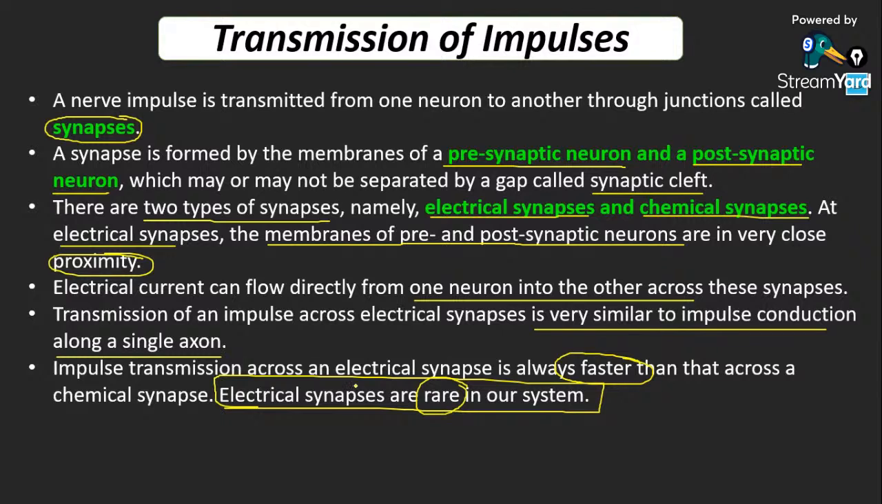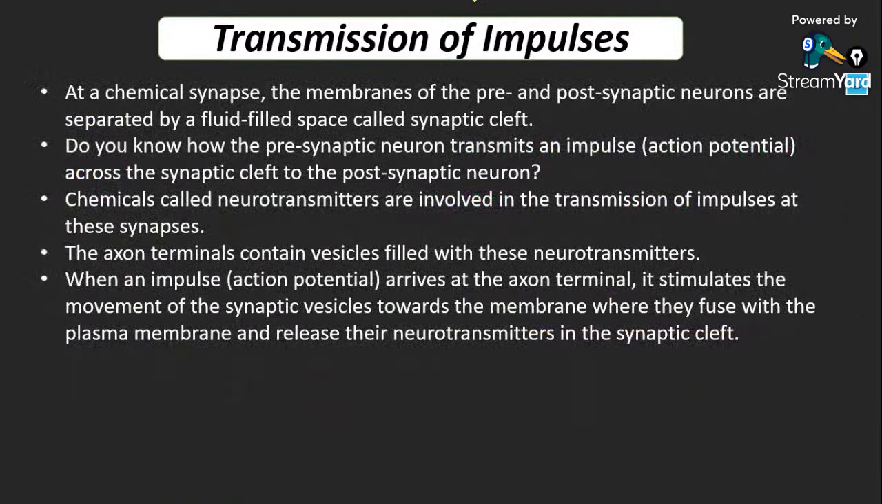So which type of synapse is more common? It is the chemical synapse that is more common in us. Clear? At a chemical synapse, the membranes of the pre- and the postsynaptic neuron are separated by a fluid called the synaptic cleft. Do you know how the presynaptic and postsynaptic neurons transmit an impulse? There are certain chemicals called neurotransmitters. The vesicles are filled with these neurotransmitters. One example is acetylcholine.